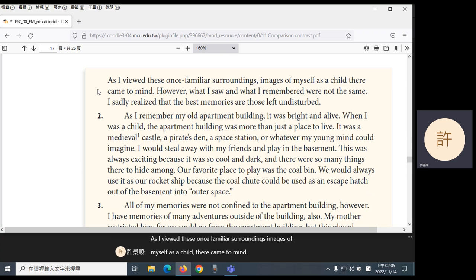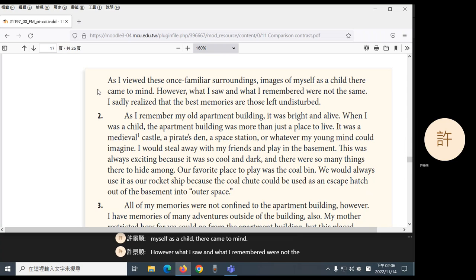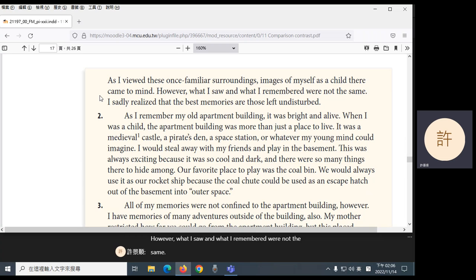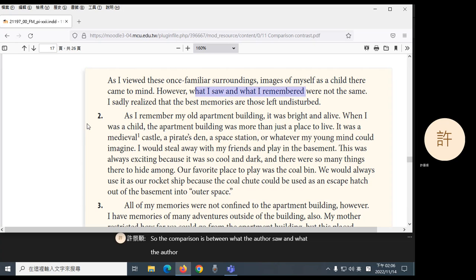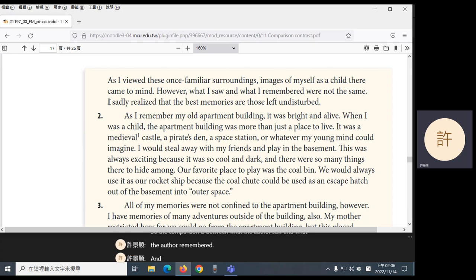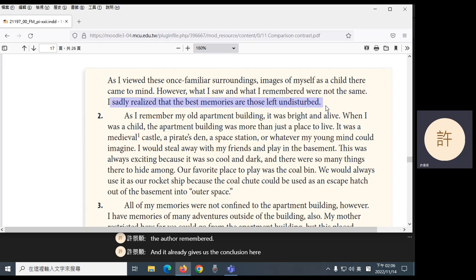However, what I saw and what I remembered were not the same. I sadly realized that the best memories are those left undisturbed. So the comparison is between what the author saw and what the author remembered. And it already gives us the conclusion here. The best memories are left undisturbed. 不要去惊扰它.